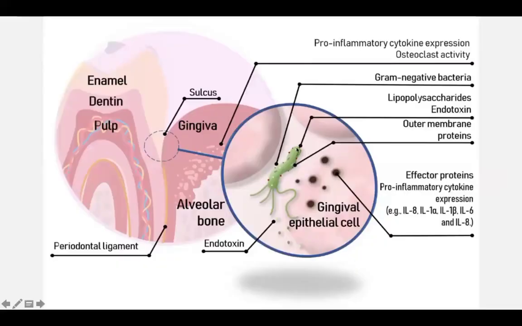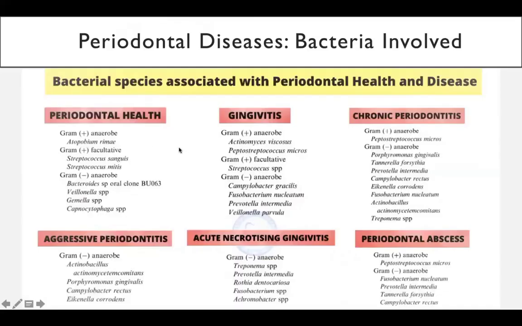Another representation: how bacteria in the gingival sulcus cause periodontal disease, attracting pro-inflammatory cytokine expression, such as interleukin 1 alpha, 1 beta, and 6, the fever factors, remember? And then this is another slide for those who like to review the bacteria.